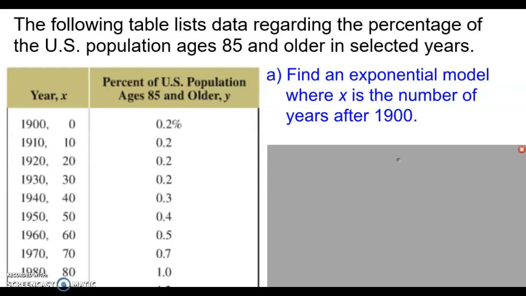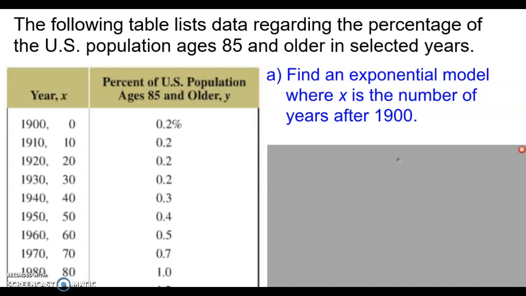In this example, what we want to do is start with real data and then see what the scatter plot looks like. And we're going to see very quickly it's an exponential kind of curve. So we're going to use the calculator to get that exponential equation and then use that to make some predictions based on the data we have.